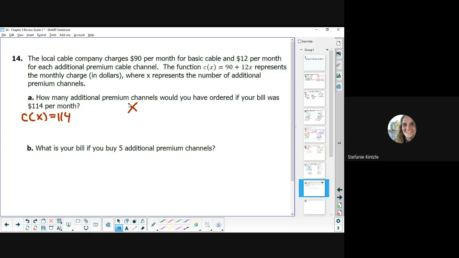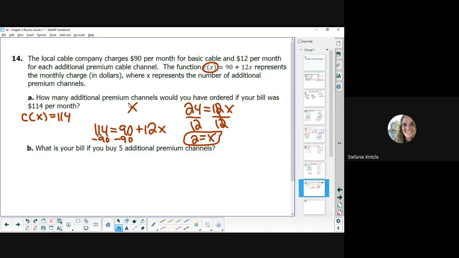So what you're going to do is replace the whole C of X with 114. Okay, because that's your monthly charge. So 114 equals 90 plus 12X. And again, we're trying to find X. So that makes sense that they gave me the output. So now let's subtract 90 from both sides. And we get 24 equals 12X. We divide both sides by 12, and we get X equals 2. So that means if it costs me $114 per month, I bought 2 additional premium channels, which makes sense, right? 90 plus 12 plus 12 is 114.